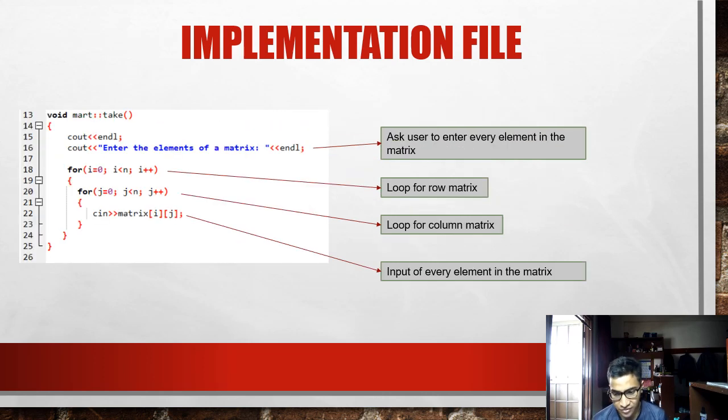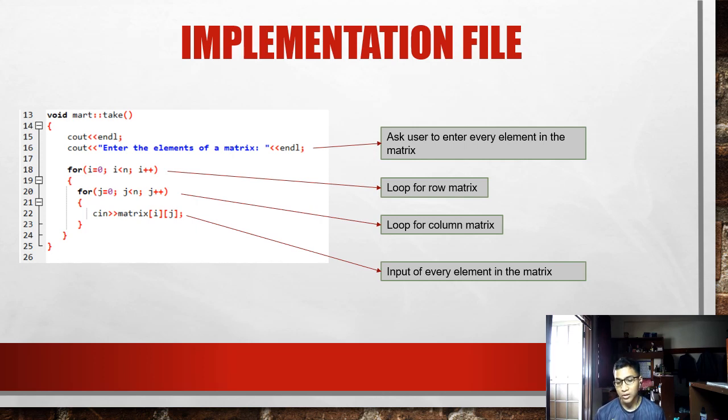Next function is called take. So void Mat, still in class Mat. The function is called take. Cout endl, cout enter the elements of matrix. After I ask the user to enter the size of the matrix, he will key in the number that he wants, and then it will become a square matrix, but it's still an empty square matrix. So I will need to ask the user to enter every element in the matrix.